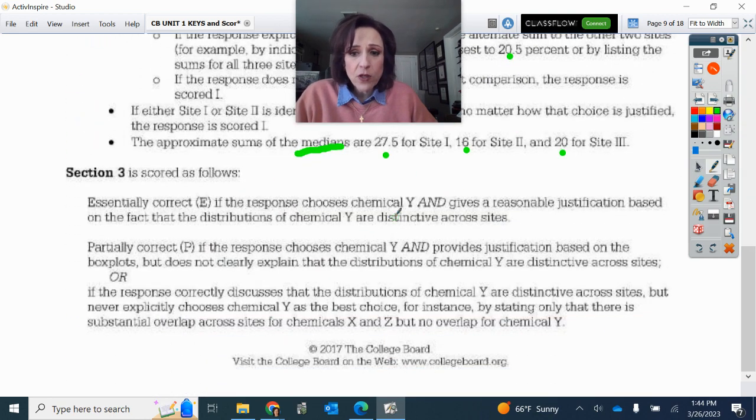So some people could have gotten a P if you said something such as this: I would look to see which chemical is distinct at all three sites or unique at all three sites or doesn't overlap. But you didn't actually come right out and say chemical Y. You got a partial credit because you had the right idea, but you actually didn't answer the question, which was, which chemical would you analyze? So you would choose chemical Y and that correct justification based on the fact that it was distinctive across all three sites. All right.